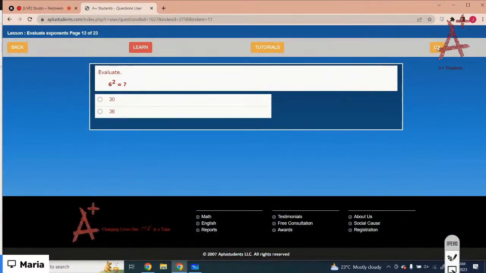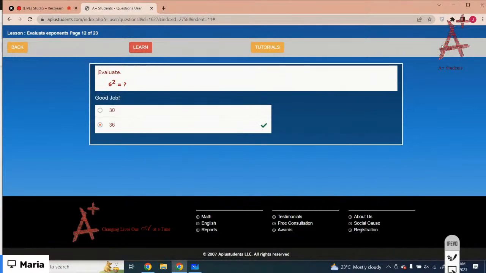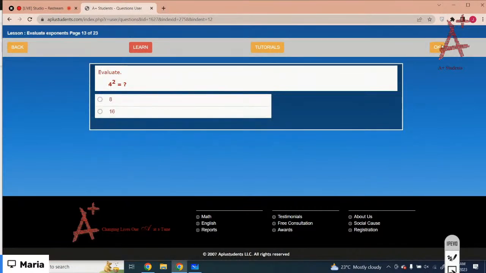Okay, the next one is 6 square. So 6 square equals 6 times 6, and 6 times 6 is 36. Got it? The correct option is 36. Okay, the next one is 4 square. 4 square means you have to do 4 times 4, and 4 times 4 is 16. Got it?